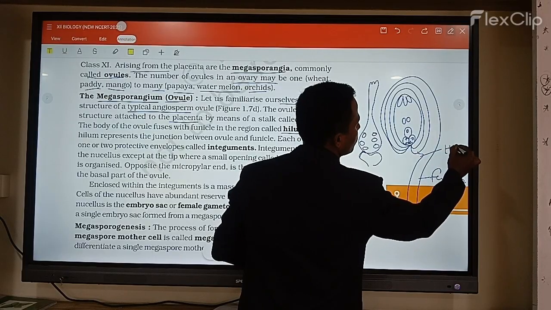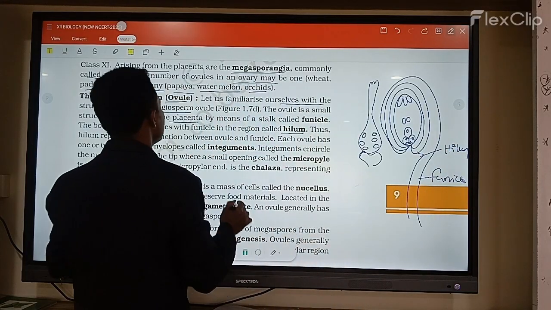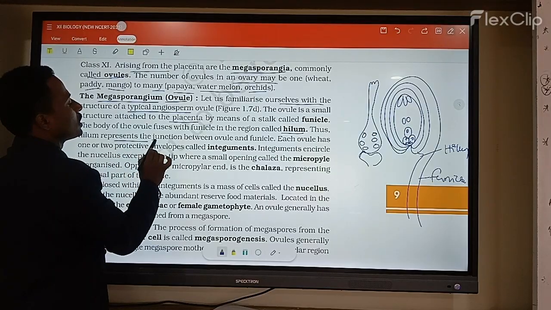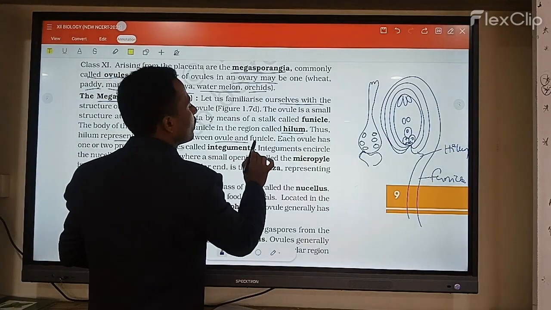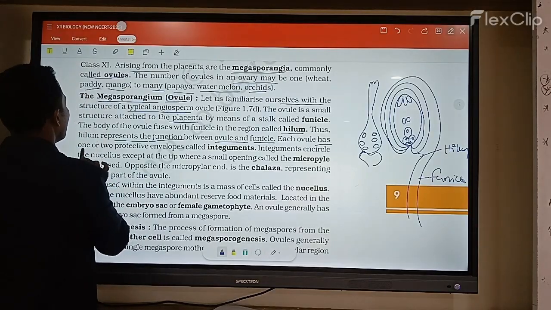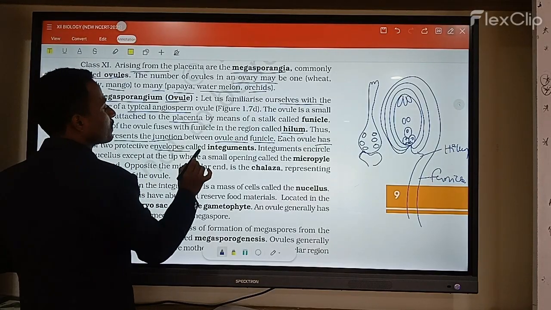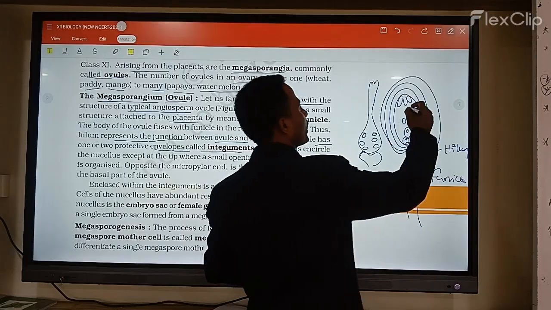It is in the hilum region. Thus the hilum represents the junction between the ovule and the funicle. Each ovule has one or two protective envelopes. This is called an integument. So this complete protective layer is present.